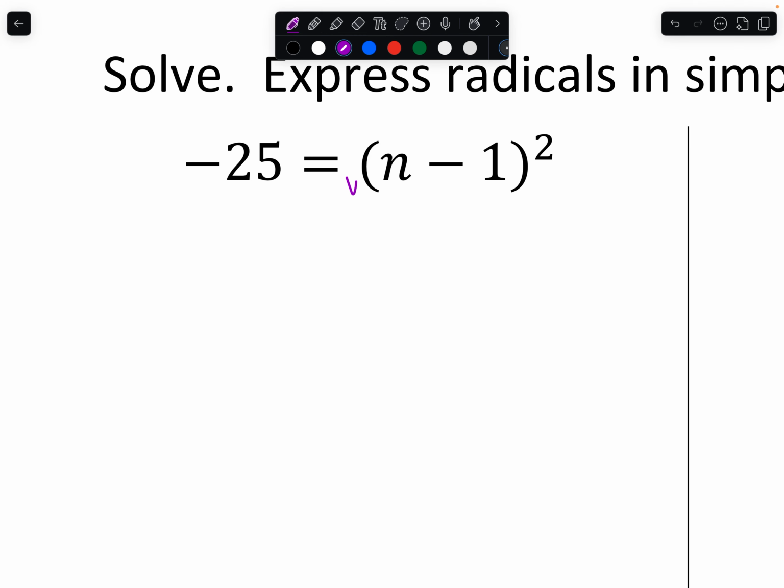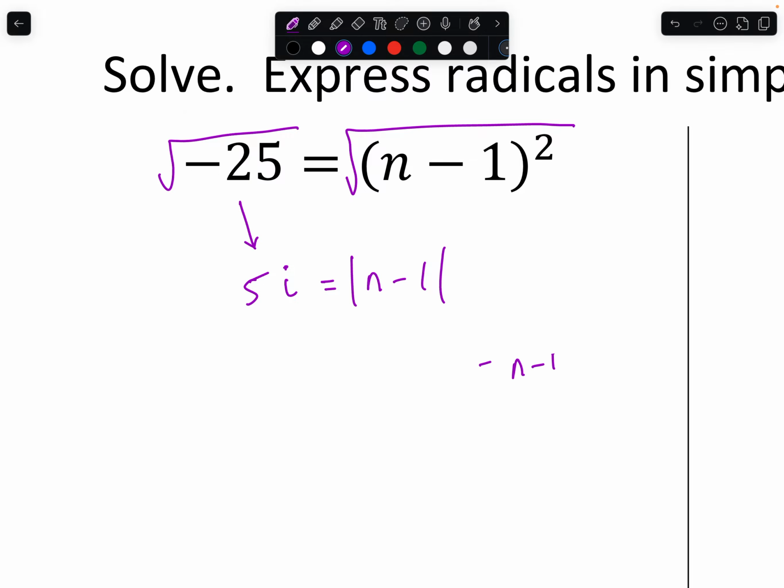So here, first I want to get rid of the square. So we're going to square root both sides. And we're going to get n minus 1 equals. Now we're going to drop the absolute value part here. It's just easier to think like that we already have 2 solutions. So, well, I guess we could do it. We'll say the absolute value of n minus 1 equals 5i, because that's the square root of negative 25. Now, if we know the absolute value of n minus 1 is that, we know that n minus 1 equals 5i, or we know that n minus 1 equals negative 5i.